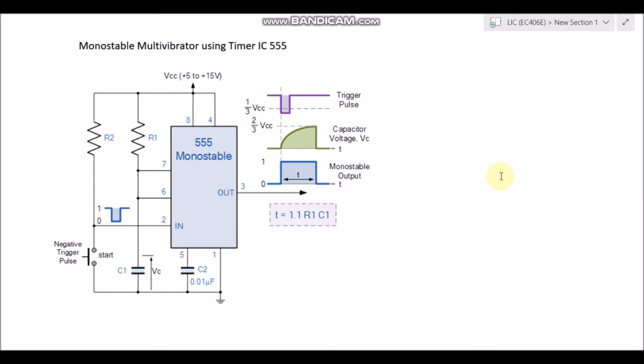When we see the theory behind this, we have seen the derivation, that we get a pulse width T equals 1.1 RC. This is what we have already calculated. Now we'll see the working behind this.